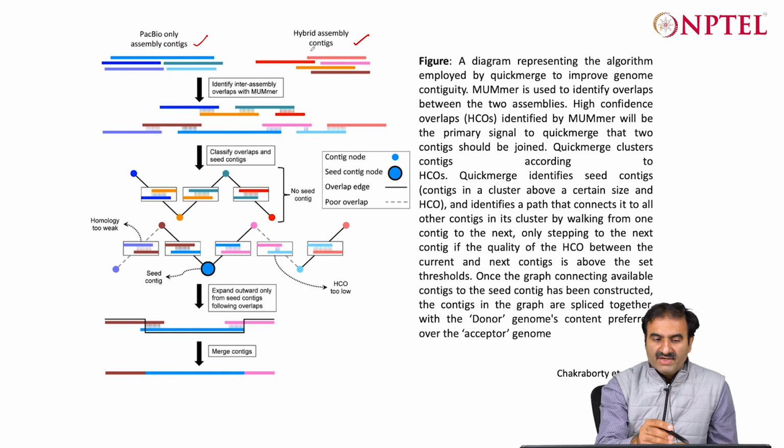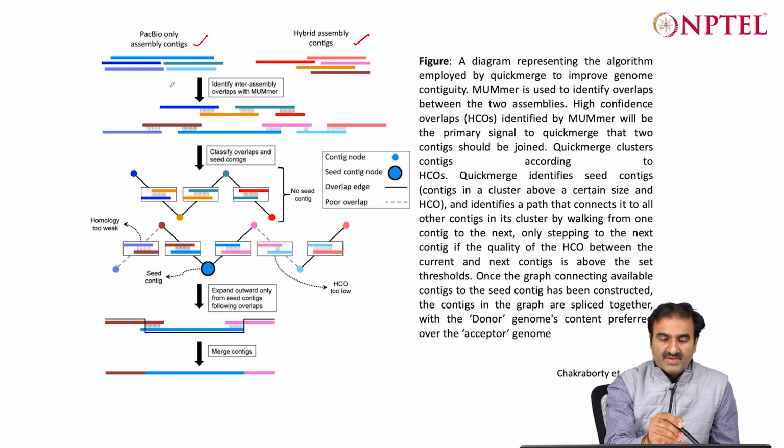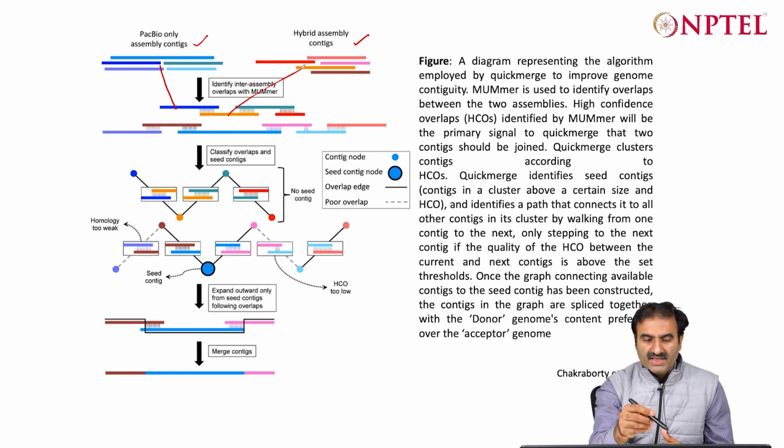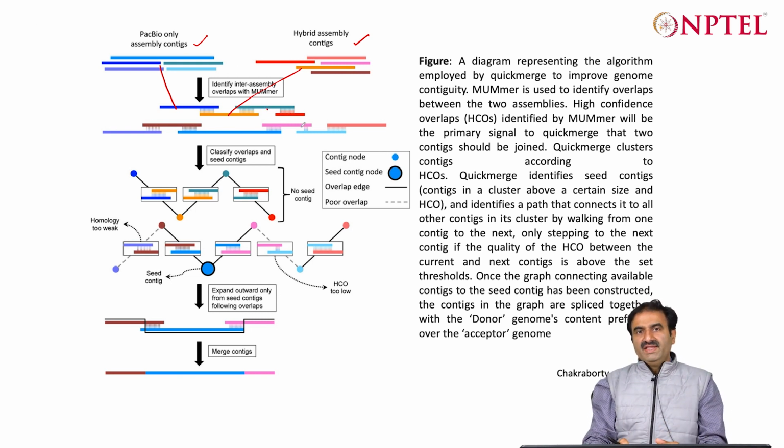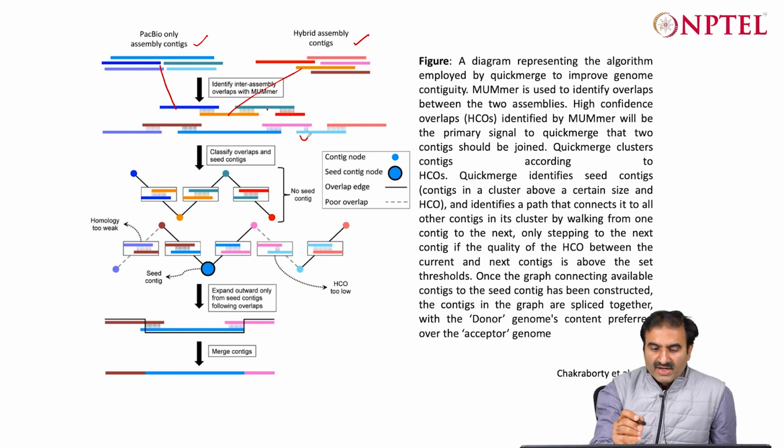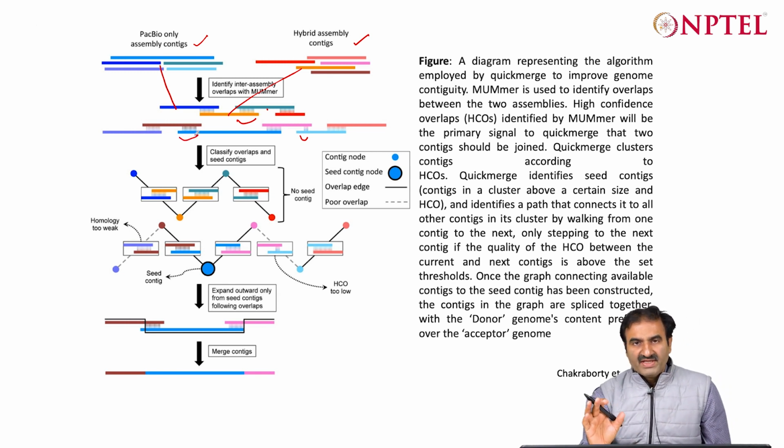For example, here it will see that this is a blue line coming from here, and this is an orange line coming from there. It is trying to find an overlap between the two, and then this line is coming from here, right? So it will find the regions which are high confidence overlap. You can see that this is a very small overlap, this is a reasonably good overlap, and this is a reasonably good overlap. So it will identify the high confidence overlap using the MUMmer tool.